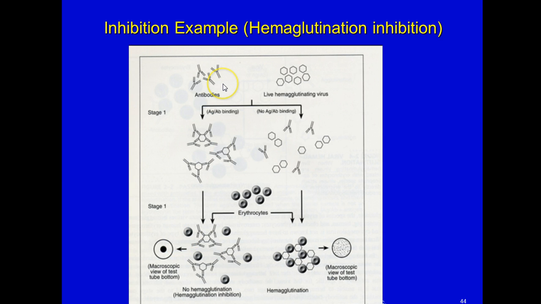Here's an example. We have antibodies and a live hemagglutinating virus. We bring them together. On the right side, there's no antigen-antibody binding, and on the left side, there is antigen-antibody binding. We introduce the red blood cells, and if the antigen-antibody reaction happened, the RBCs are free floating, they have nothing to bind to. If there is no antibody binding the virus, the virus will bind the RBCs and you will have agglutination present. So it's opposite of what you would think.